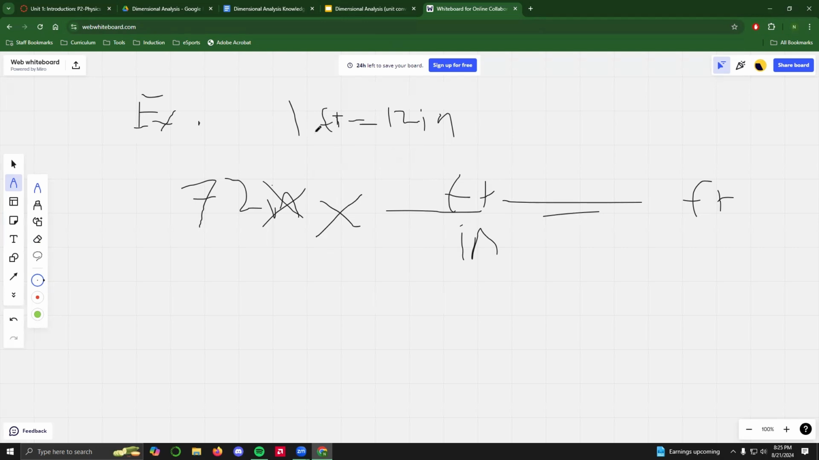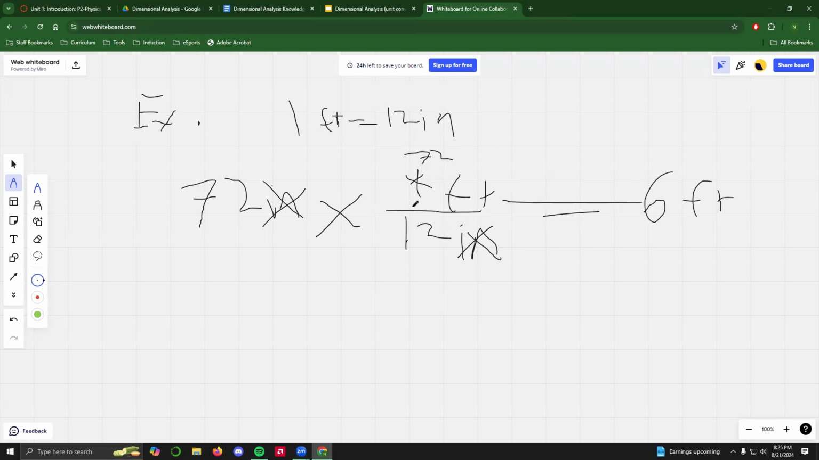But like I said, we know where our units go. We just need to match up the numbers now. So in 1 foot, there's 12 inches. This is our conversion factor that we're going to work with. We cancel out our inches. Then we just do our math. 72 times 1 is 72. And then we have 72 divided by 12. That will be 6 feet.